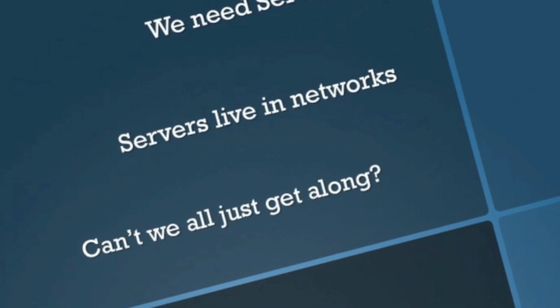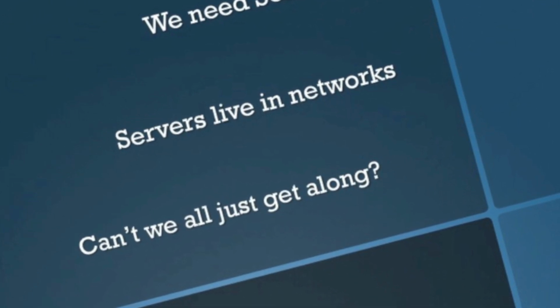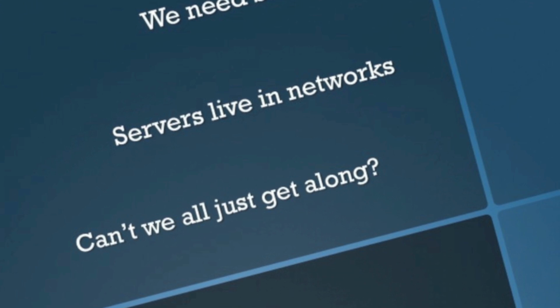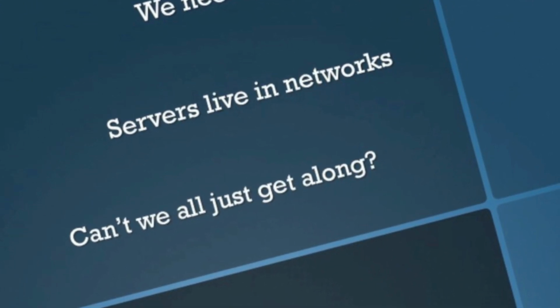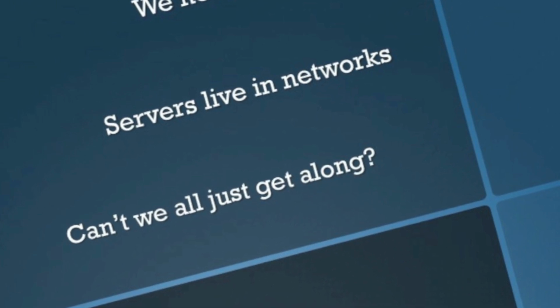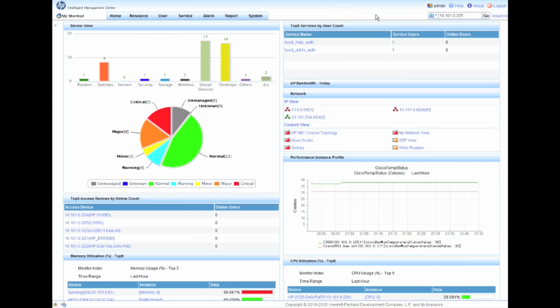So whether you've got something like Microsoft SCOM or HP System Insight Manager, those tend to look at individual servers and don't really describe the place in the world. And can't we all just get along? Servers and network need to come together. We need to understand the relation of where they are and how they work together. So let's take a look.